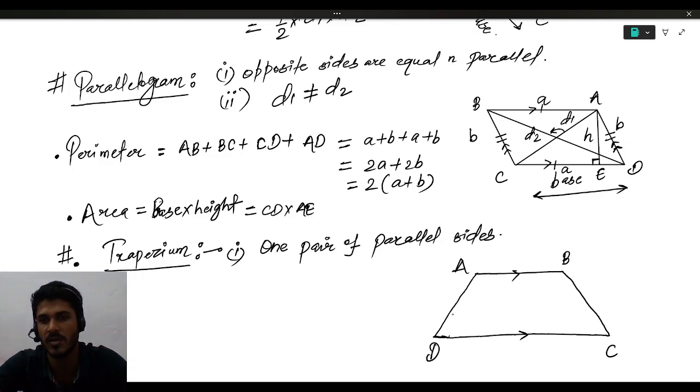The remaining pair may or may not be parallel. It is not a matter of concern for us. Simply, the definition states that the quadrilateral must have one pair of parallel sides. If the other pair is parallel, it will be good. If not parallel, it will also be good. It doesn't care at all.